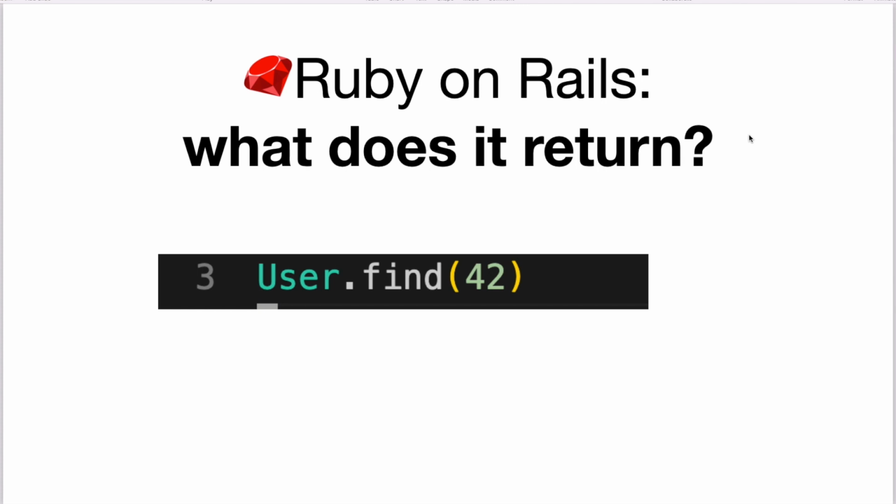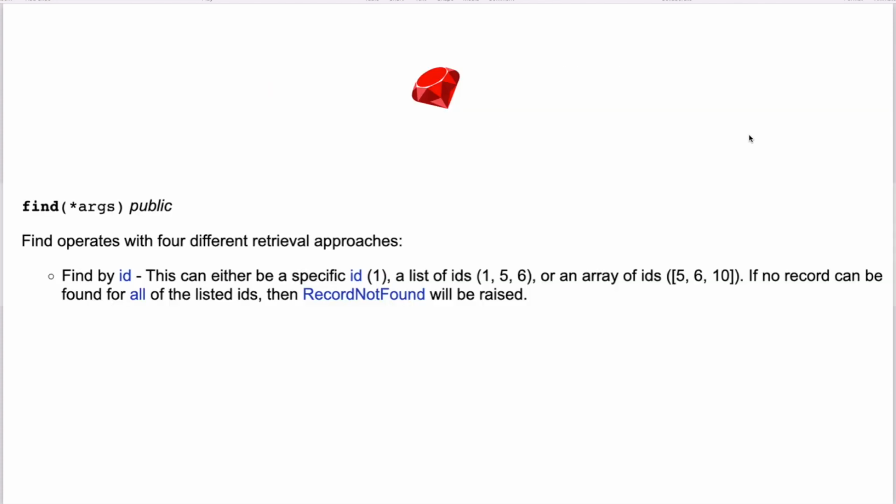But on Ruby on Rails, if we see this user.find passing an integer, what can be the return of it? And if we check the method's definition, it can receive any number of arguments, and this should make it flexible to receive an integer or an array or a list. And if it finds something, it's going to return the instance of the user or the array of the users. And if it doesn't find, it's going to return a record not found. So it's going to raise an exception, right?